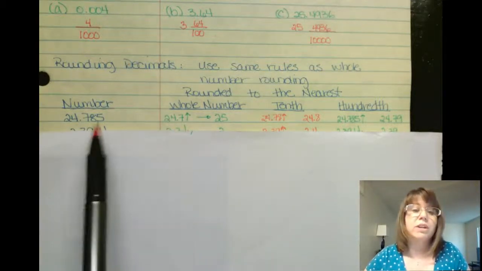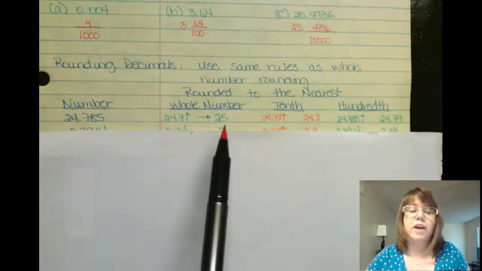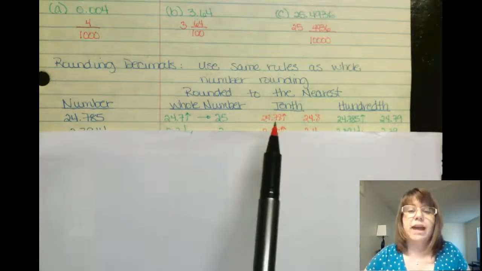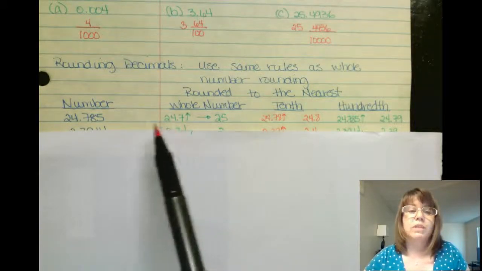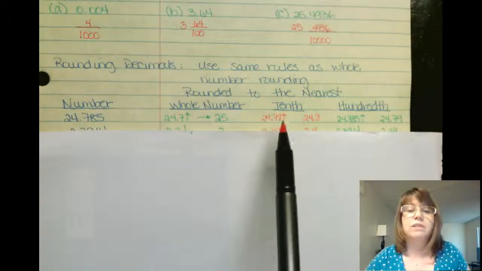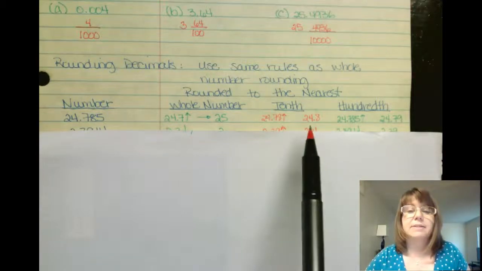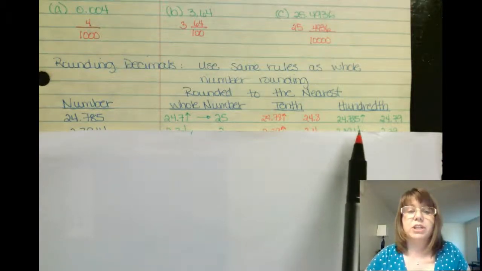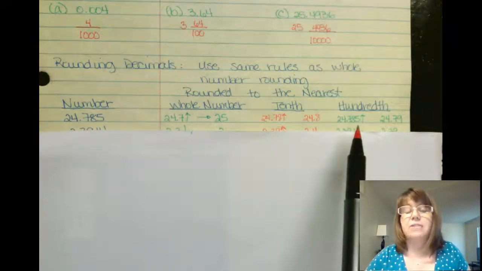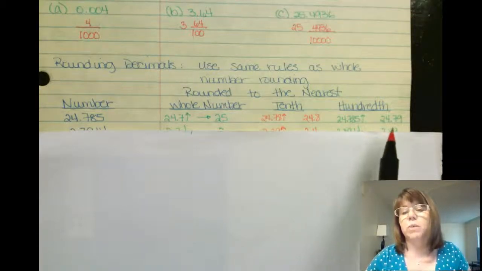So 24.785 will round up as a whole number to 25. For the 10th position, we look at the 8. 8 is greater than 5, so we round up. So our result will be 24.8. For our 100th position, we're going to look at the 5. 5 is greater than or equal to 5, therefore we round up to 24.79.